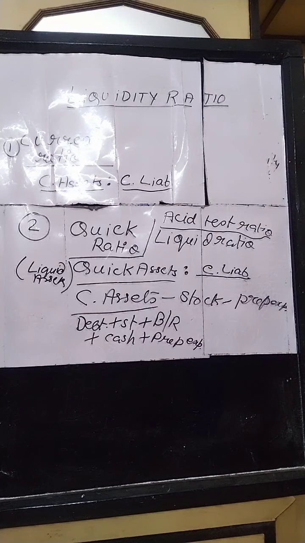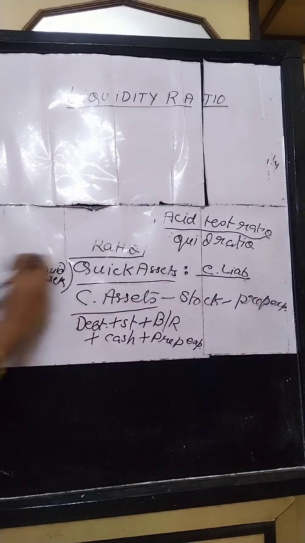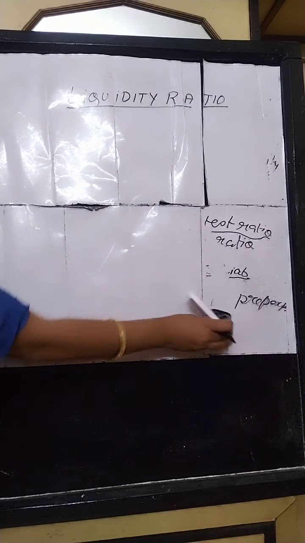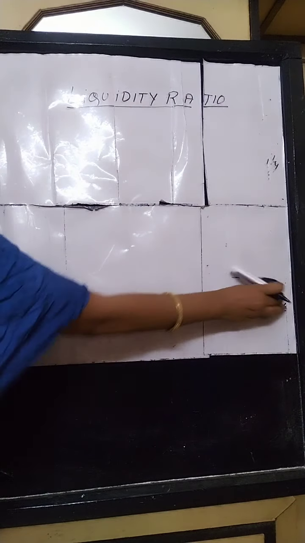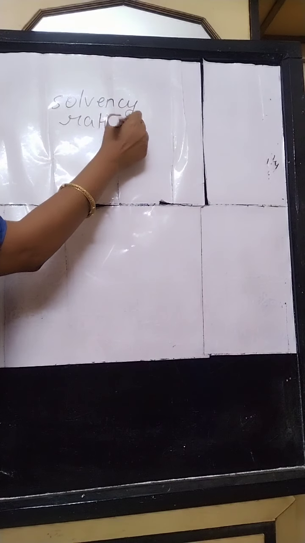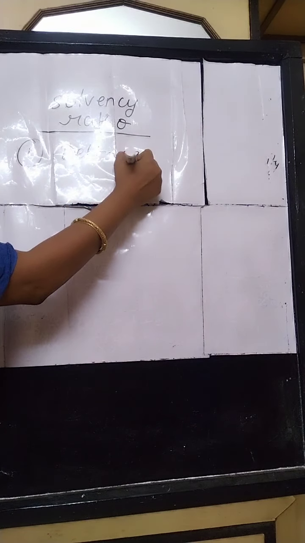Now I come to the second category of ratio analysis. I am rubbing off this board and moving on to the second category, that is the solvency ratio. I complete the liquidity ratio over here and move to solvency ratio. What are the different types of solvency ratio? Number one is debt equity ratio.